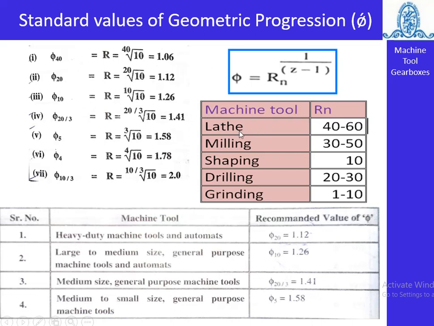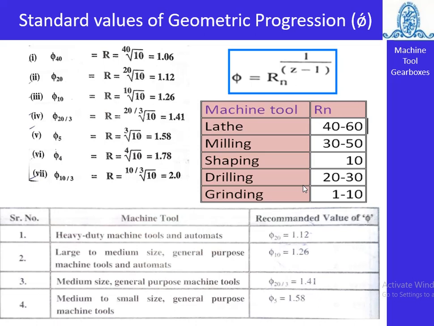So for machine tools, the lathe machine, its range ratio is 40 to 60, milling machine 30 to 50, shaping machine is 10, drilling machine is 20 to 30, and grinding machine is 1 to 10. So depending on various types of machine tool, recommended values of phi are given, or the preferred series or standard values of geometric progression phi are given.